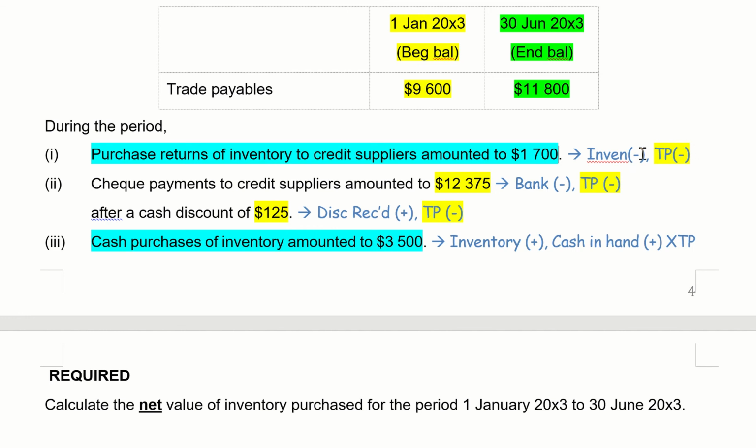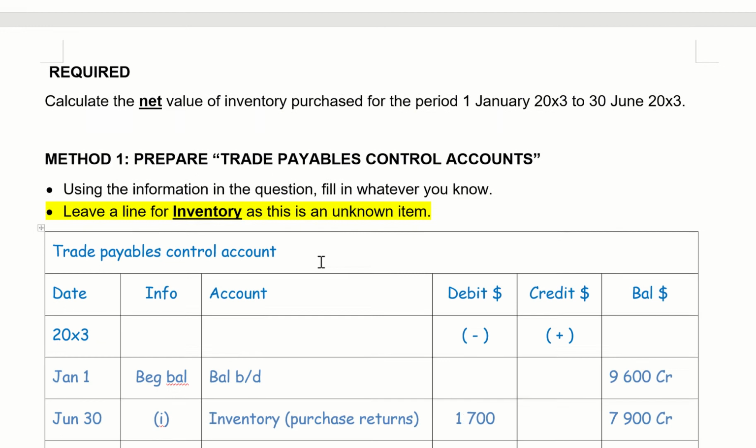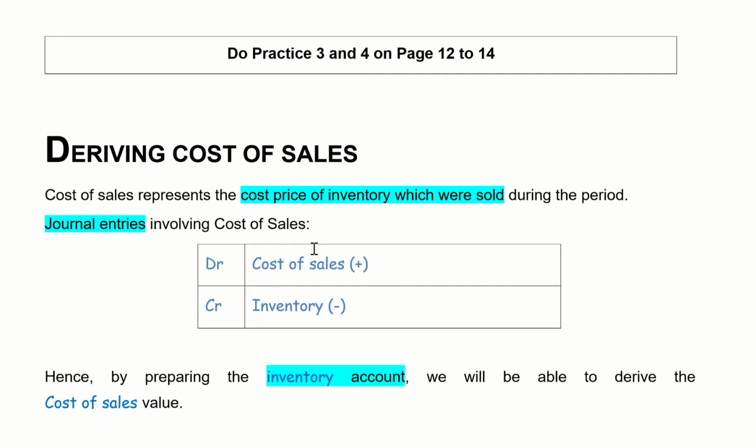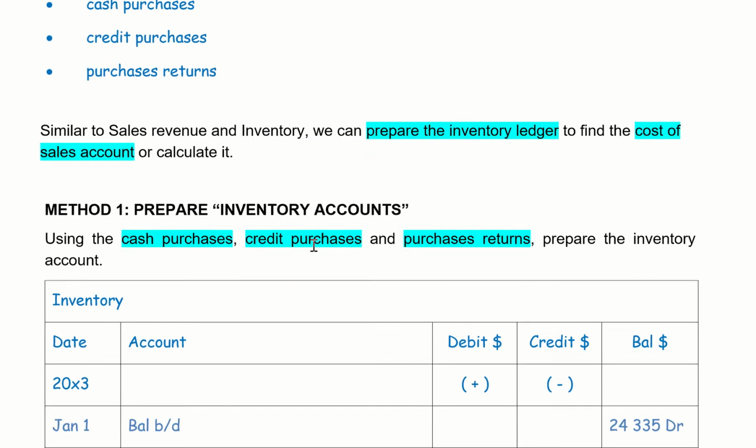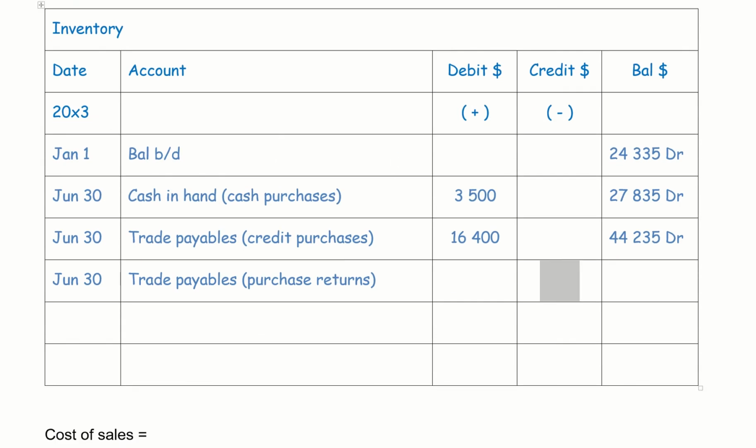I would have recorded inventory minus. Can you see here? Inventory minus, trade payable minus. So I'm going to record this 1,007 as inventory minus, and the other account is trade payable. And of course, I'm going to calculate my final balance, deducting away that 1,007, which will give me 42,535.